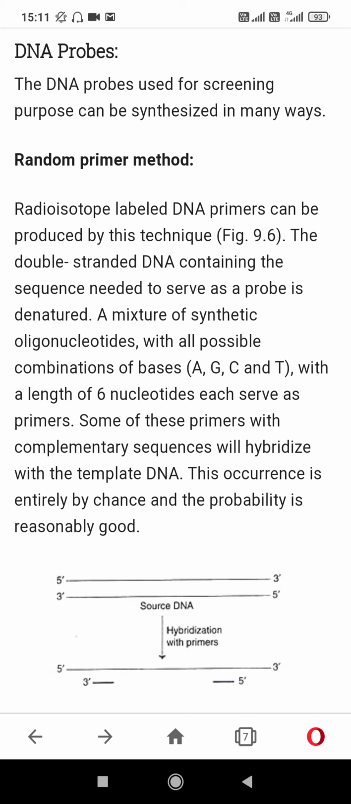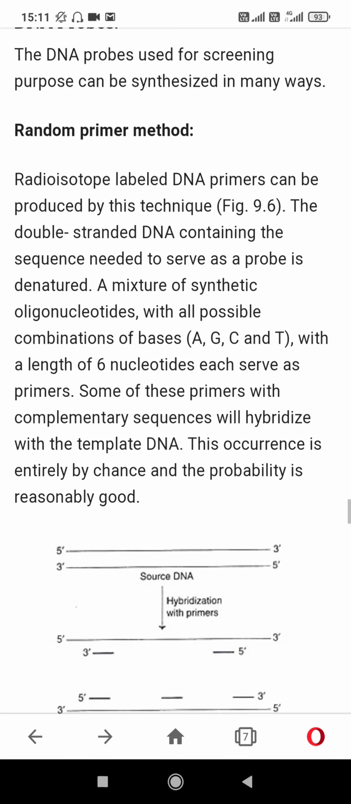The first method that we go for is the random primer method. In this way we can prepare DNA probes just like a primer, but tagged with a certain enzyme or radioactive substance or some fluorescent substance. So in the random primer method, radioisotope labeled DNA primers can be produced by this technique.